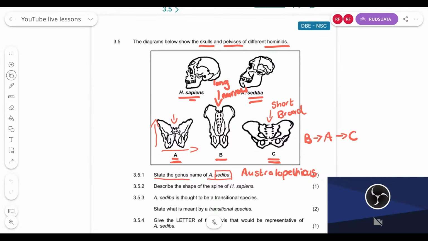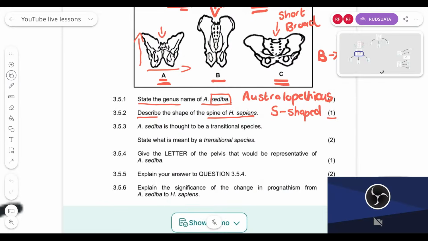Now, for number 2, it says describe the shape of the spine in a Homo sapien. It's only 1 mark, so we're not going to write a paragraph on this one. And we're going to say it's S-shaped, right? S-shaped. Now, that's an easy one. That's just like a knowledge question. So let's move on to some of the more chunkier questions. And you'll see why I also chose this one. If you think this is easy, wait until we get to the later questions.